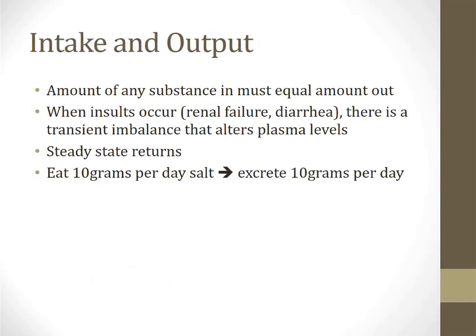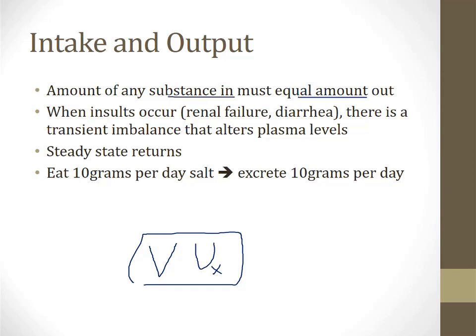Now let's talk about intake and output of solutes. We talked earlier about how the excretion rate of any solute is equal to the urine flow rate times the concentration of that solute X in the urine. And you should know that this excretion rate for any solute has to equal the amount that the body takes in every day. For example, you have to excrete the daily load of sodium that you take in your diet. The same is true of potassium and many other substances. The amount of any substance in must equal the amount out.